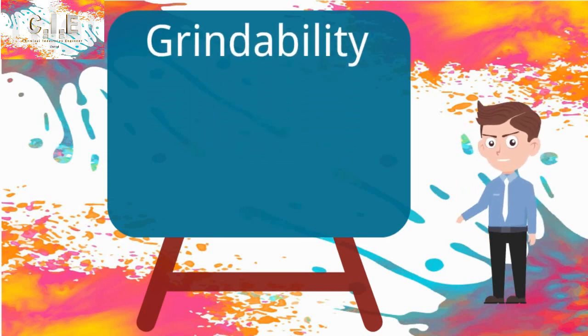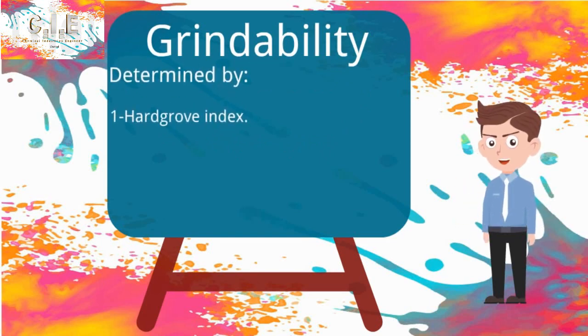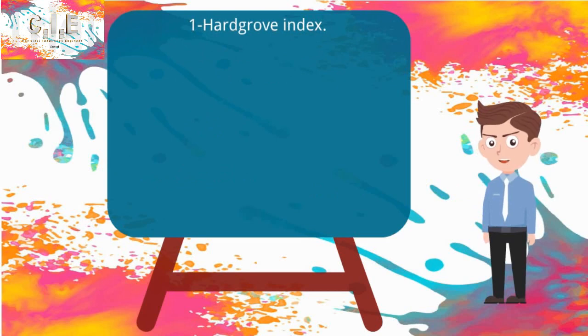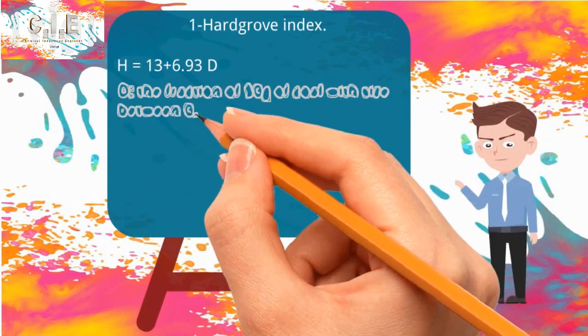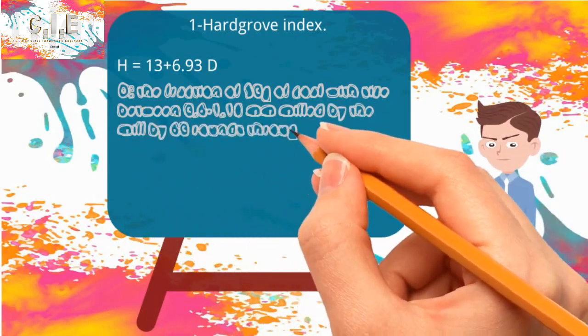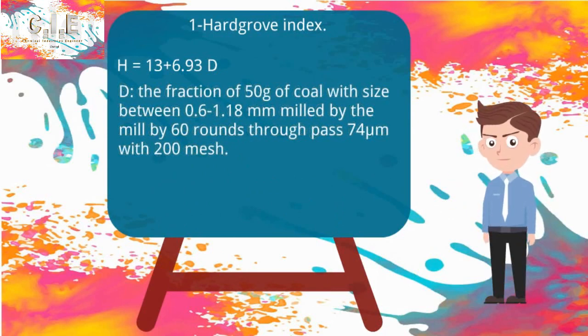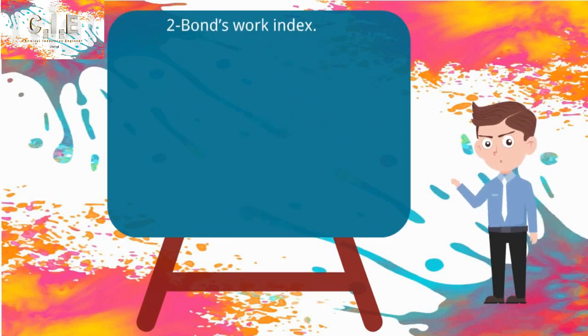The grindability of the material is determined by indices like the Hardgrove index and Bond's work index, where the Hardgrove index can be determined by the following equation, where D is the fraction of 50 grams of coal with size between 0.6 to 1.18 millimeters milled by the mill for 60 rounds that passes through 74 micrometers, 200 mesh, while Bond's work index is related to the Hardgrove index by the next equation.